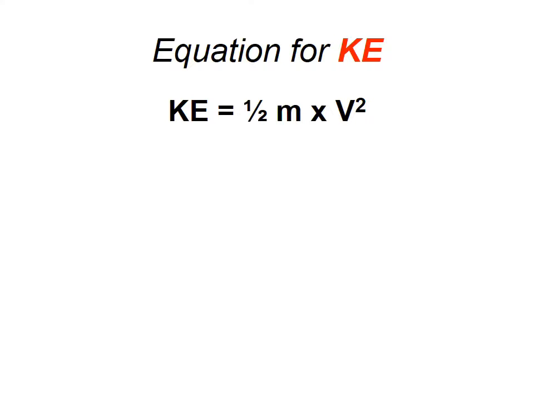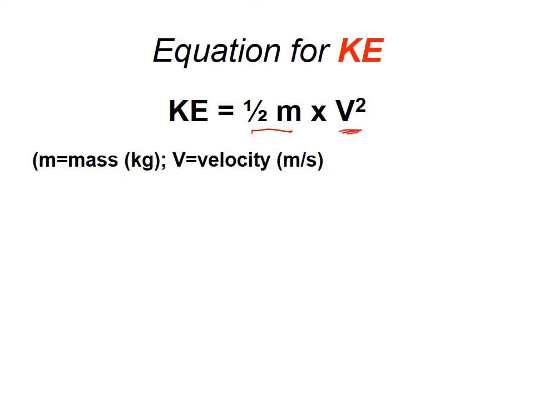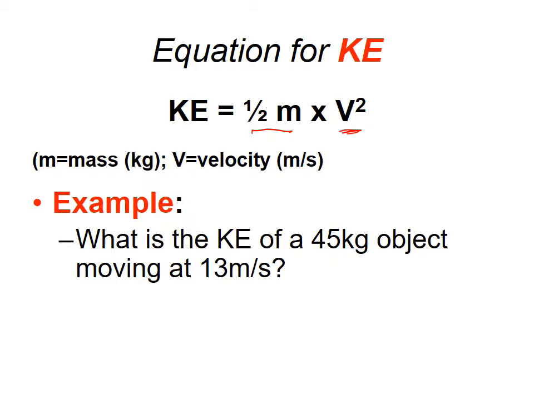So in this example, we're going to look at kinetic energy. And kinetic energy, again, has the equation that kinetic energy is equal to 1/2 the mass times the velocity squared, because kinetic energy is the energy of motion. So the units, again, mass has to be in kilograms, velocity in meters per second squared. And here's our example problem. What is the kinetic energy of a 45 kilogram object moving at 13 meters per second?